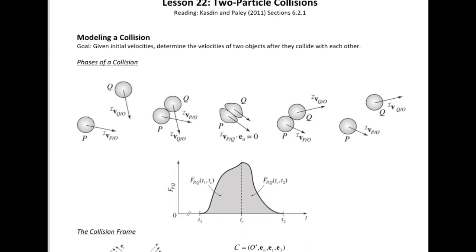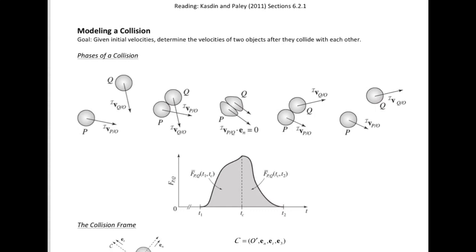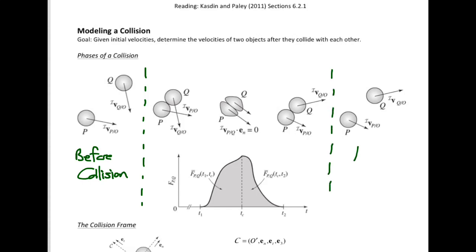The first phase that we have is going to be an initial phase, which is before the collision occurs. During this phase before the collision, the objects have their own velocities, and they're coming toward each other. So they have a relative velocity that is closing in, that's aimed toward each other. Likewise, after the collision, we have another phase. This after-the-collision phase is what we're solving for.